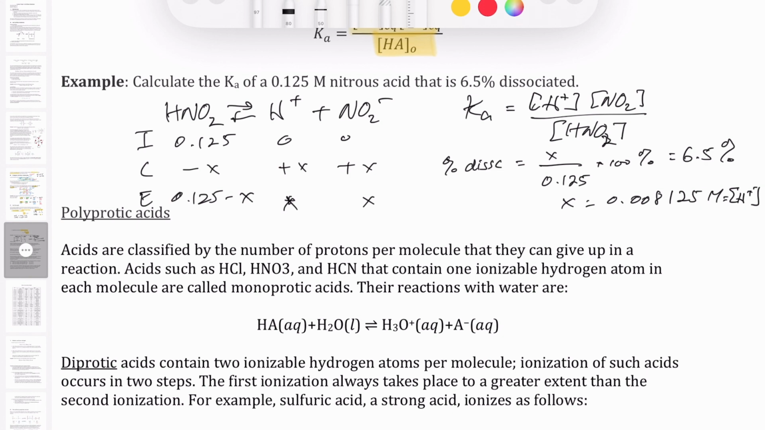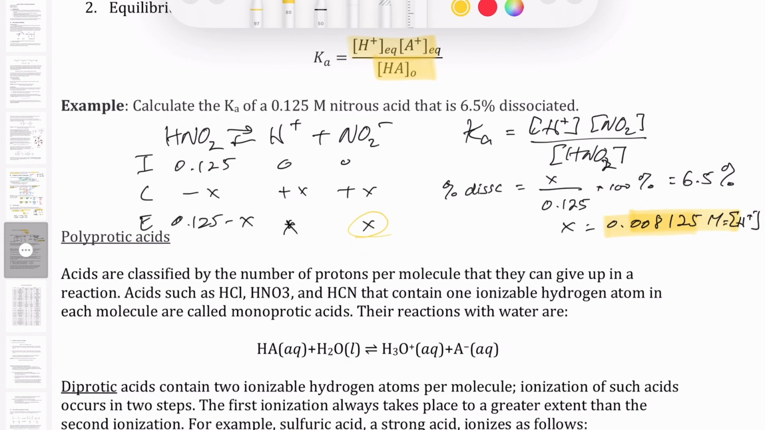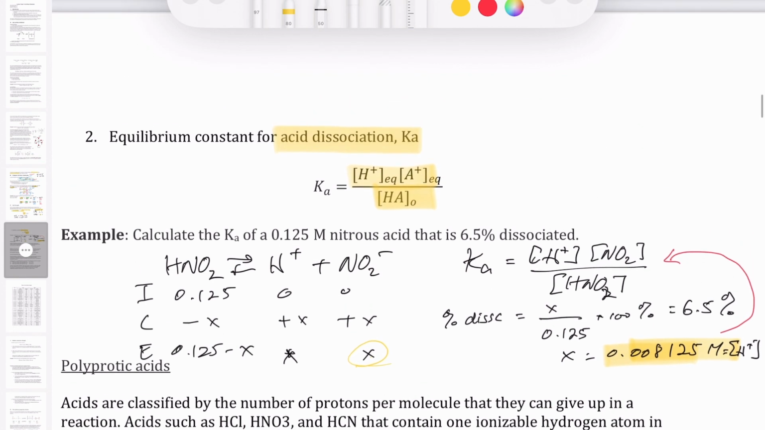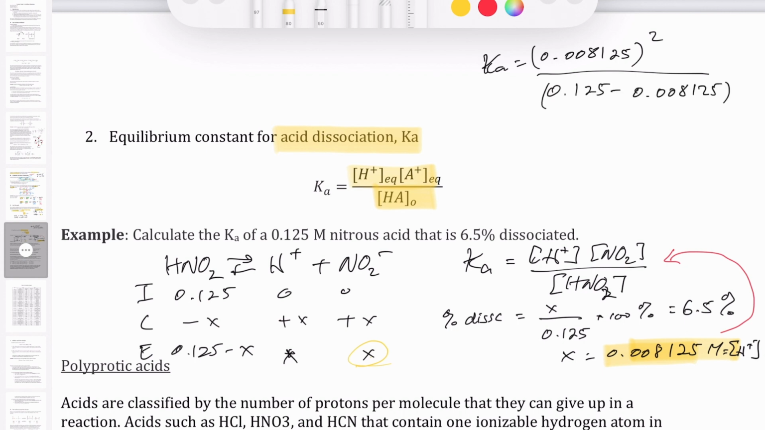Once you know the H plus concentration, since that's the same as the NO2 minus concentration, you can plug that into your Ka expression, along with the HNO2 concentration at equilibrium, and calculate your Ka. I'm going to do it real quickly here on the top. Ka is going to be 0.008125 multiplied by itself, since NO2 minus is the same, so it's just squaring that, divided by 0.125 minus 0.008125. That's the equilibrium concentration of the reactant, and you should get 5.65 times 10 to the minus 4.